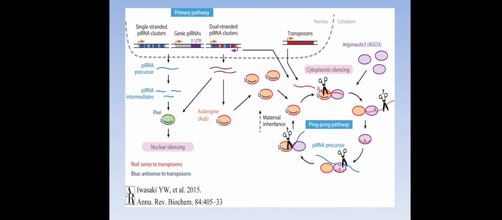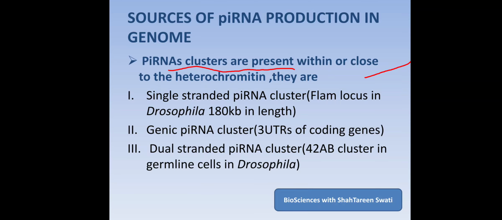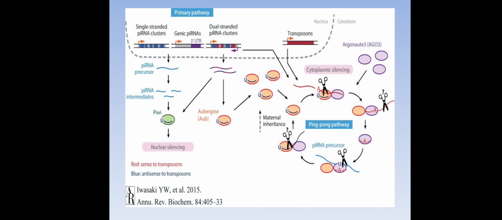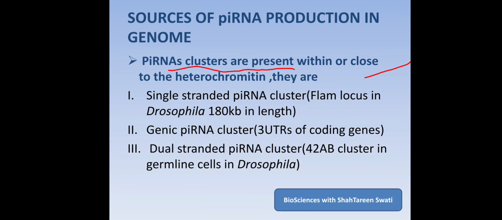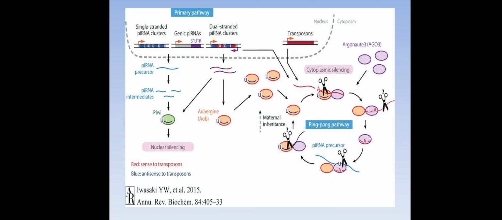Okay, now I'm moving back to show you. Now you can see here the single-stranded piRNA cluster, the flam locus in Drosophila, 180 kb in length. Genic piRNA cluster, 3' UTR of a coding gene, the coding gene which that piRNA will regulate. Is it clear? So this is present at the 3' UTR, the untranslated region of that coding gene. And the dual-strand piRNA cluster, this is the 42AB cluster in the germline cells in Drosophila. So this is very important to understand the concept, the position, or you can say the source of piRNA production in the genome. I hope it will be clear to you.